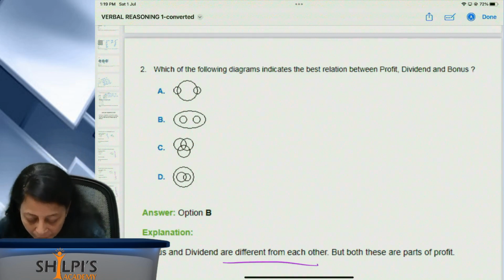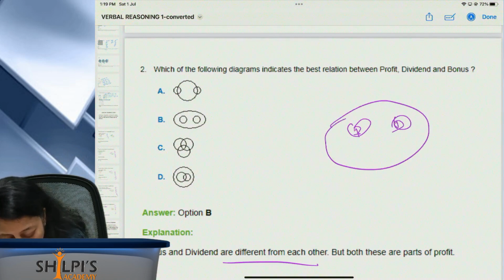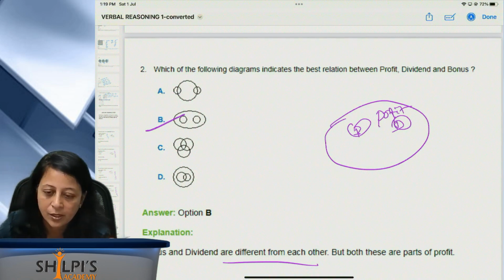Okay. So how are we going to represent through the diagram? It is like bonus and dividend, both are within your profit. Okay, so this will be an apt diagram for this.